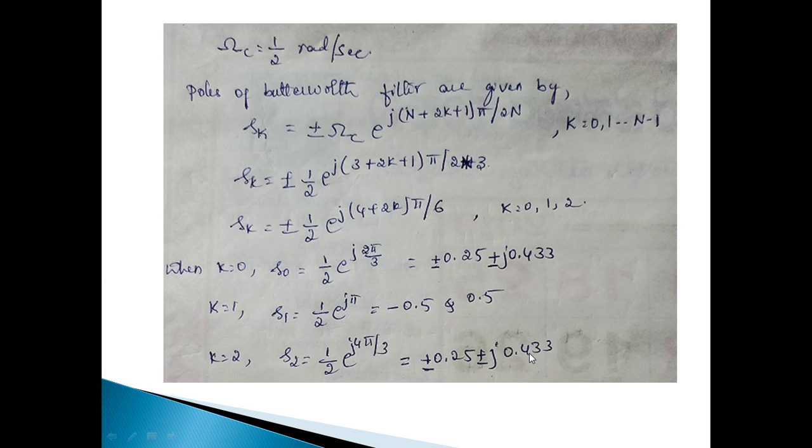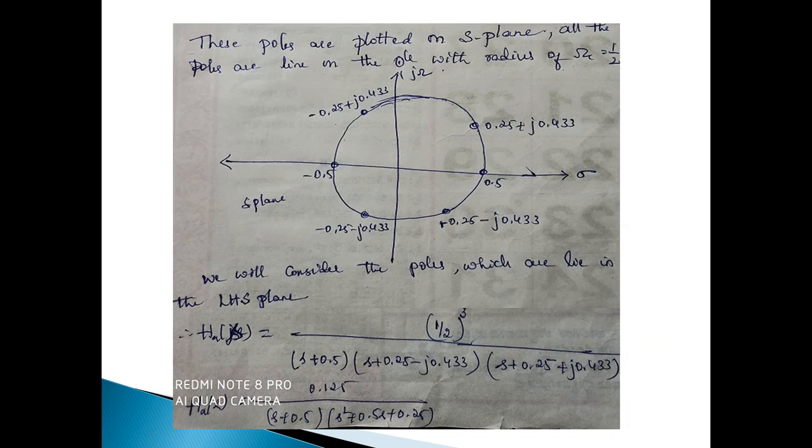So let's see how to represent these poles on a circle now. See here, 3 poles come in the left half of the S-plane and the remaining 3 poles come in the right half of the S-plane, on the circle with a radius of 1 by 2 radians per second. So see here, this is the radius, with a radius value of 1 by 2. Next, we always consider the poles which are present in the left half of the plane in order to form the transfer function. We always neglect the poles which are present in the right half of the plane.